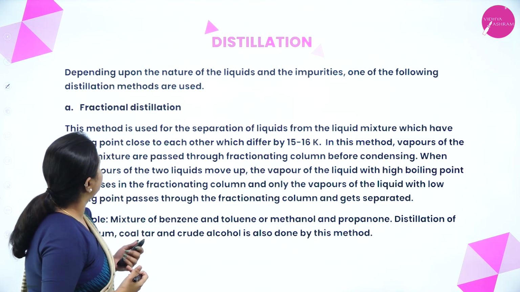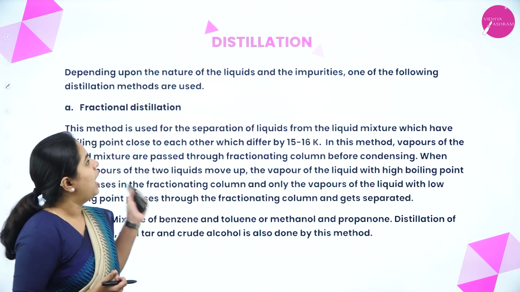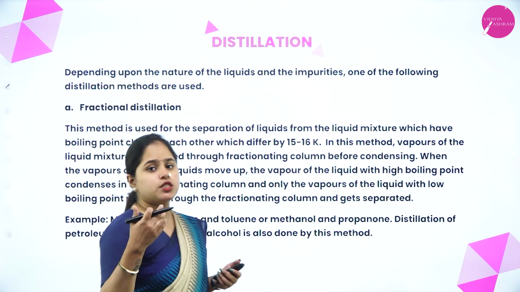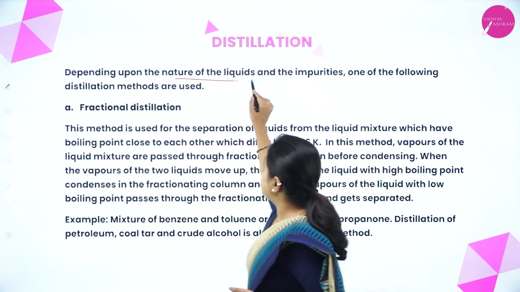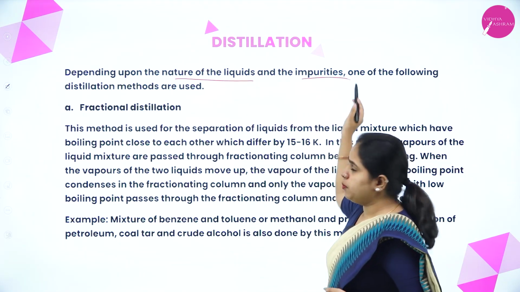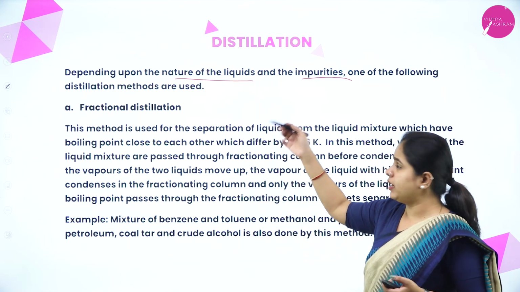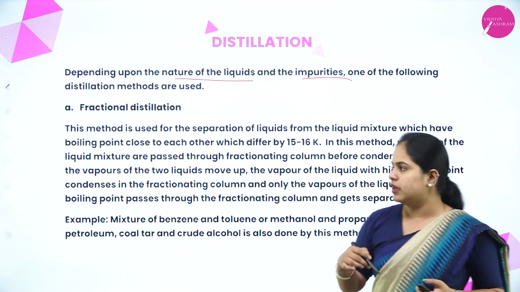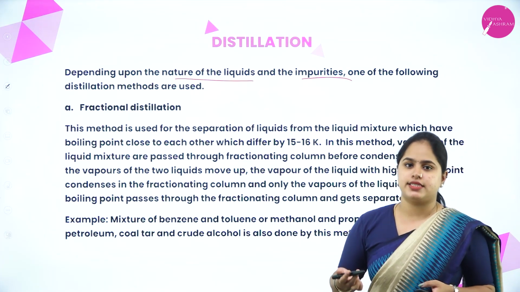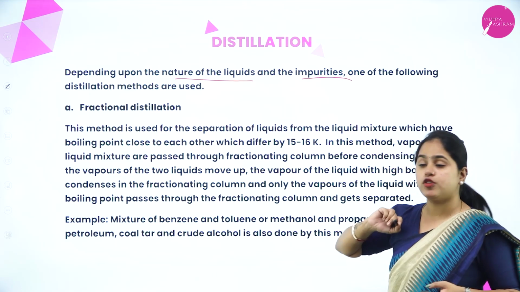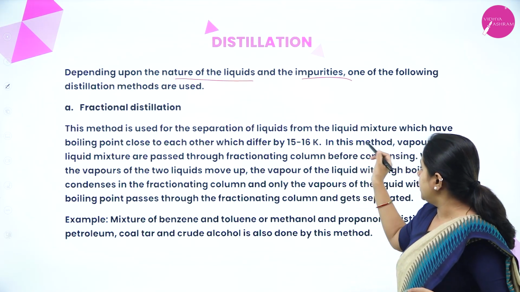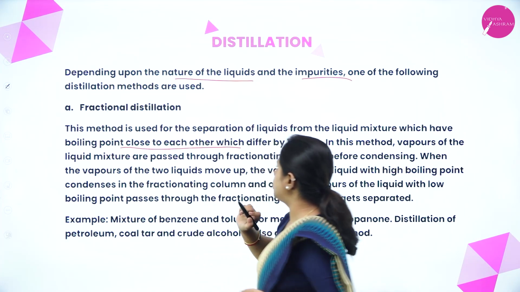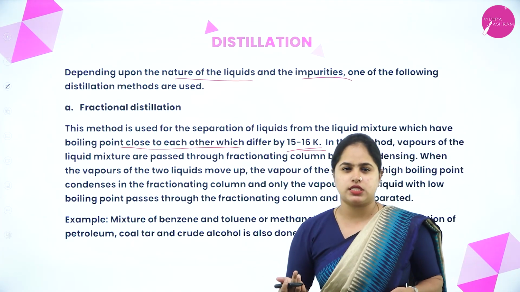So depending upon the nature of the liquids and the impurities, one of the following distillation methods is used. Based on the nature of the liquid and nature of the impurities, we decide which distillation process to take up, right? So the first one is fractional distillation. This method is used for separation of liquids from a liquid mixture which have very close boiling points to each other, which differ by 15 to 16 Kelvin.